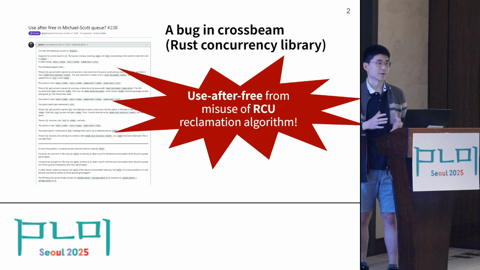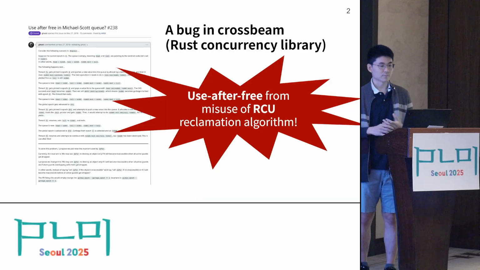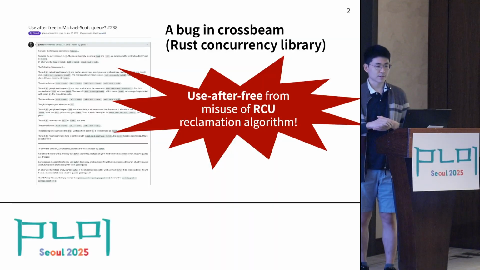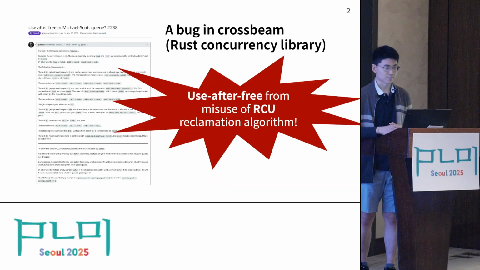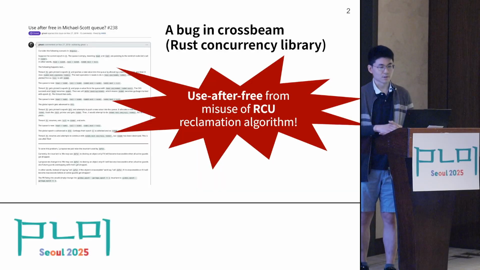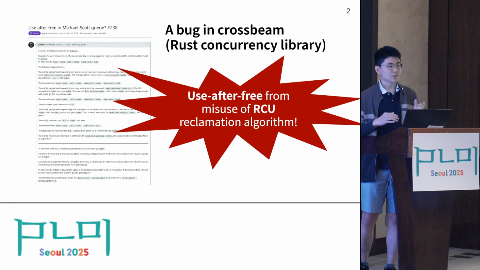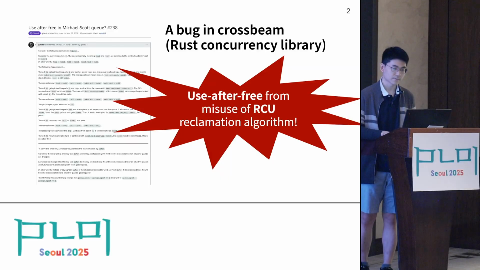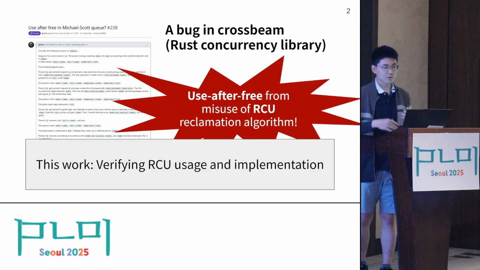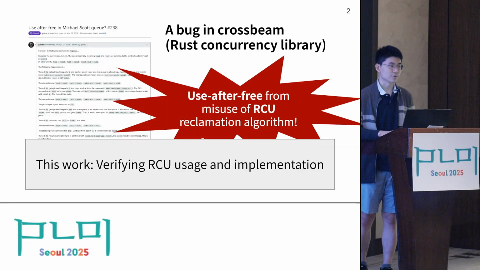Concurrent programming is hard to get right. For instance, here's a bug report from a popular Rust concurrency library called Crossbeam. It describes a use-after-free error in their concurrent lock-free queue implementation. It turns out that this bug was caused by misusing a memory reclamation library called RCU. We're not going into the details of this bug, but the takeaway is that memory reclamation adds another layer of complexity to concurrent programming, which is already complex enough. So our aim in this paper is to tackle this challenge by providing a formally verified foundation for using and implementing RCU correctly.